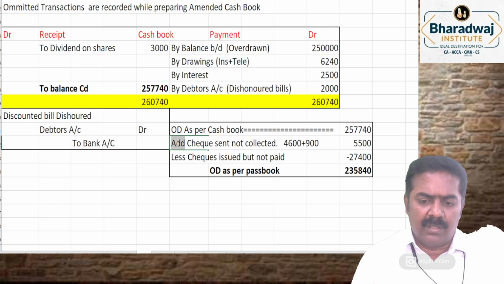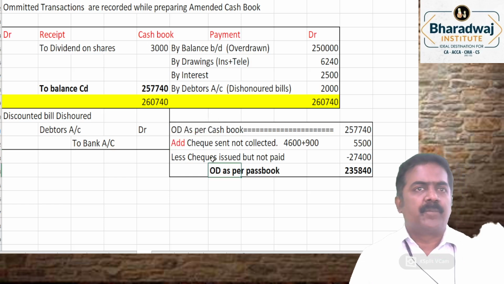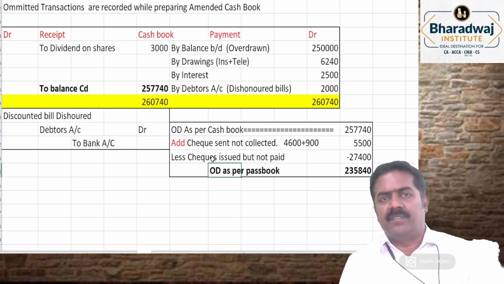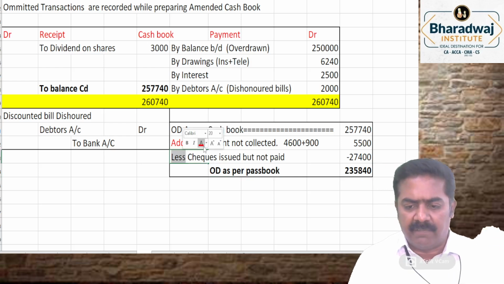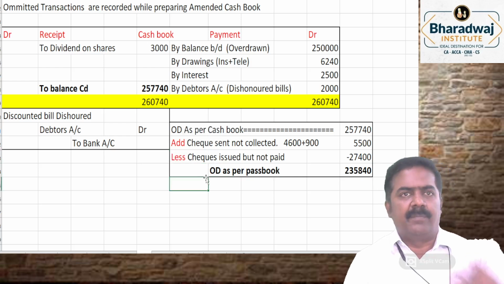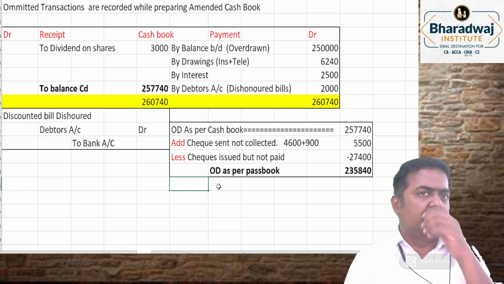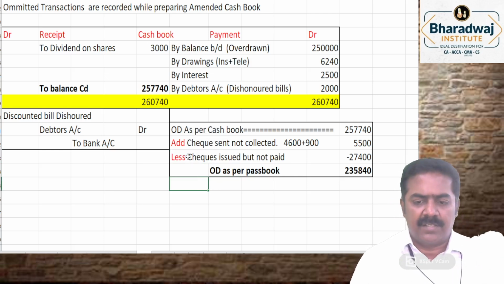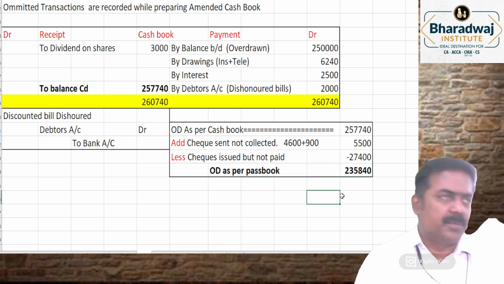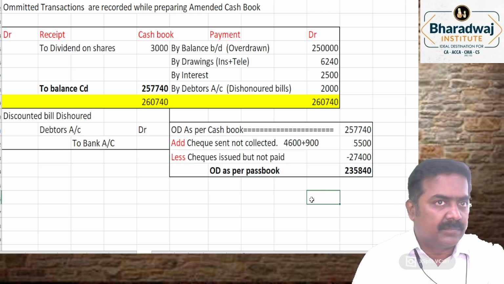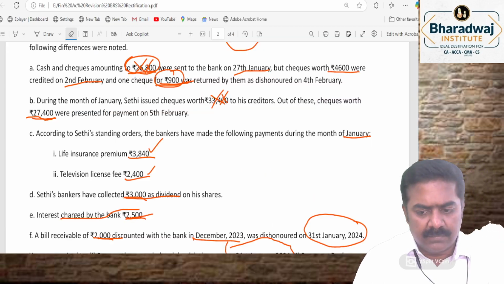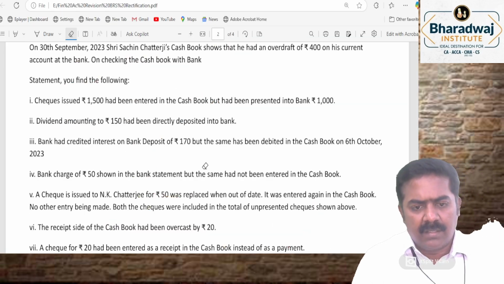Any doubt in why do we add checks sent not collected? We have added, banker has not added, we should have reduced, but OD starting point, we do the opposite. Same way, checks issued, we deducted, banker has not deducted. Normally what we should do? We should add back. Since OD is a starting point, we do the opposite. Done? Over. Next part.